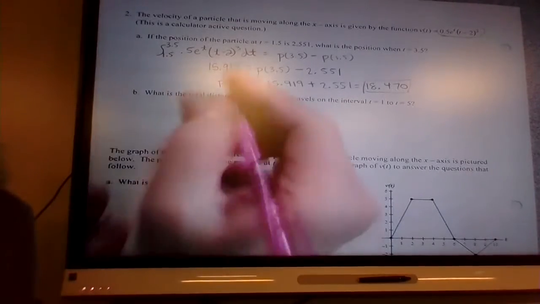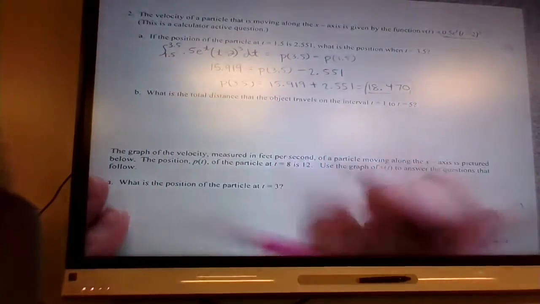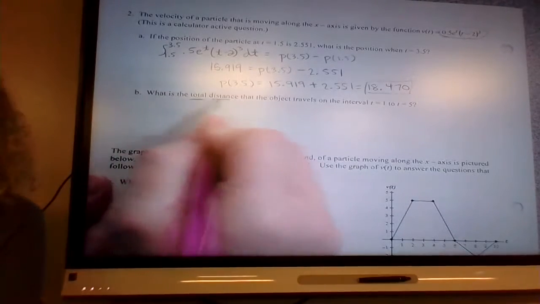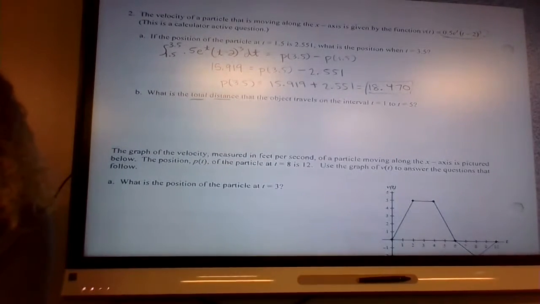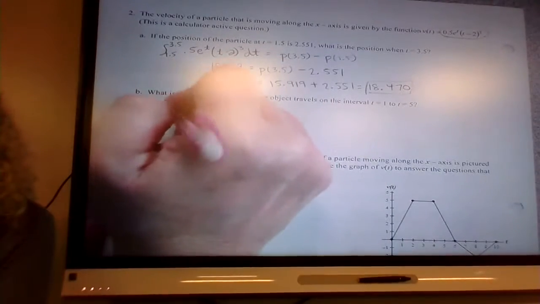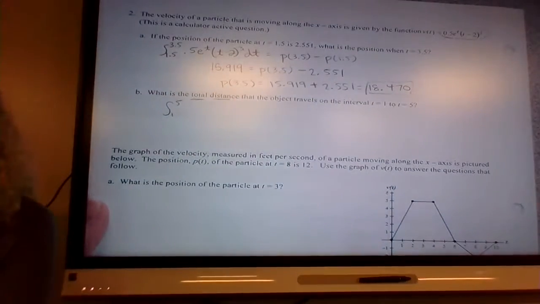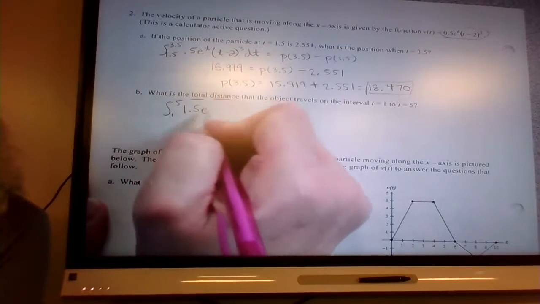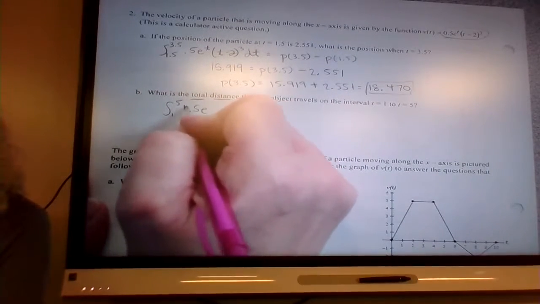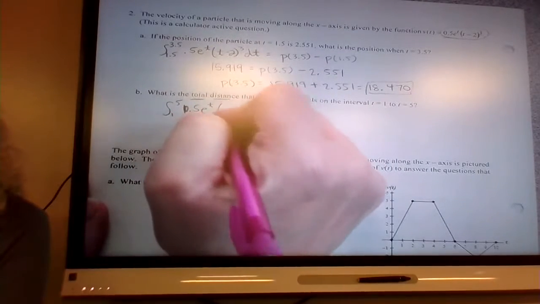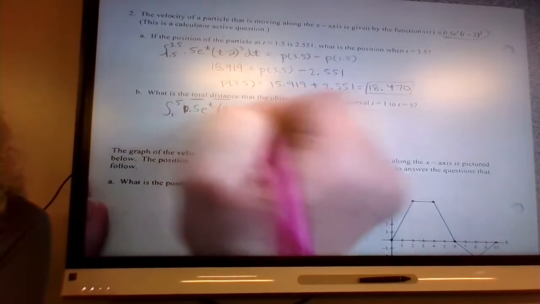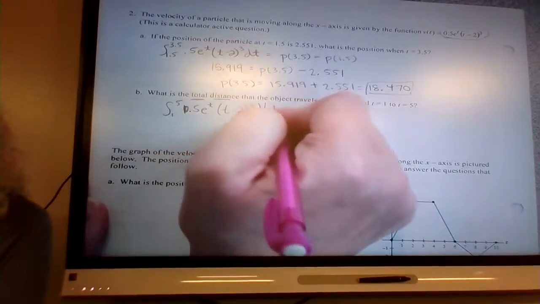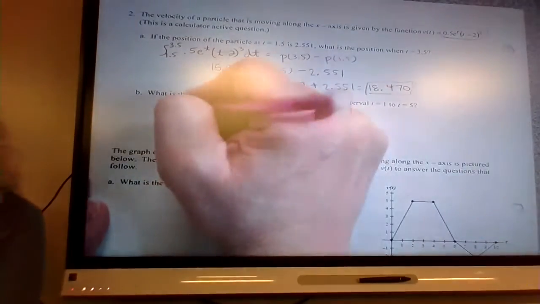Total distance. Total distance on this one is a little bit different. On this one, I think that it goes above and below. But again, it's calculator active. So I'm going to go from 1 to 5 of the absolute value of 0.5 e to the t times (t minus 2) cubed dt. Absolute value bars. Absolute value bars.